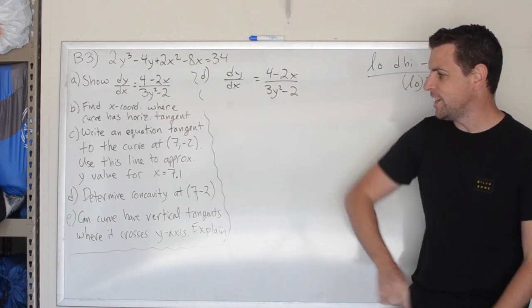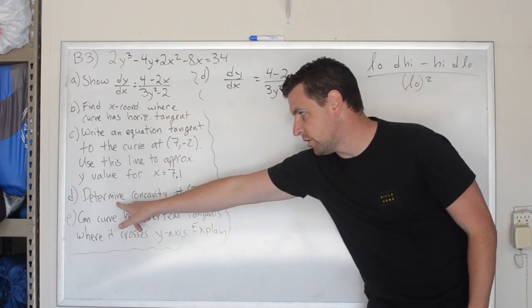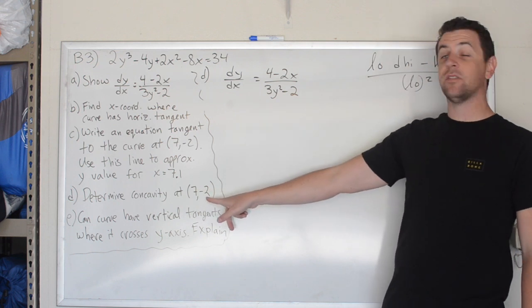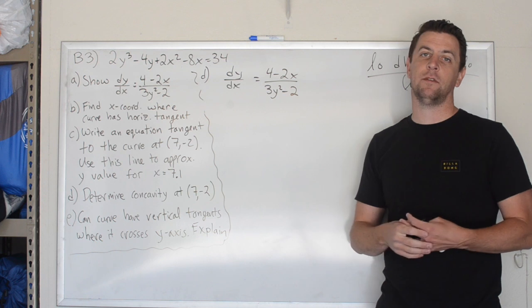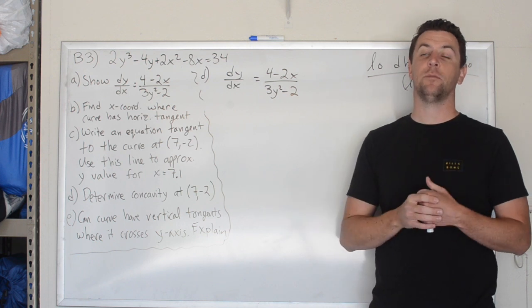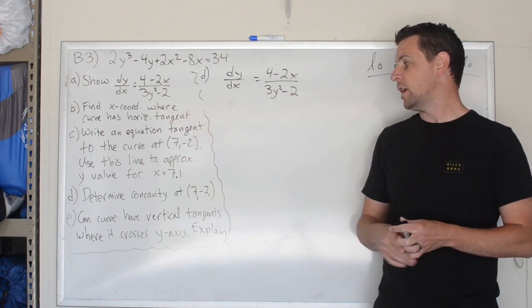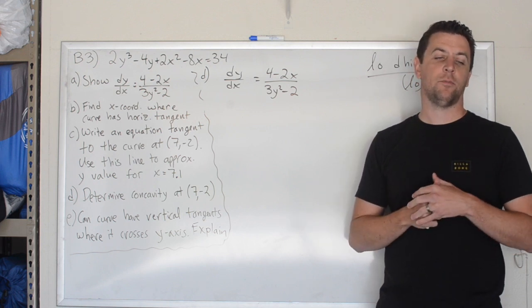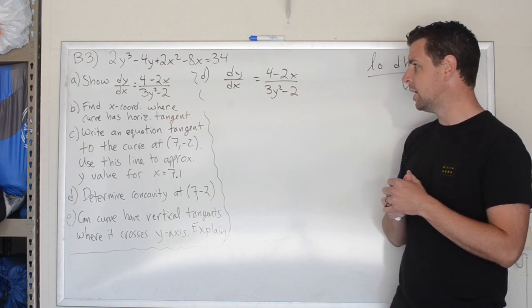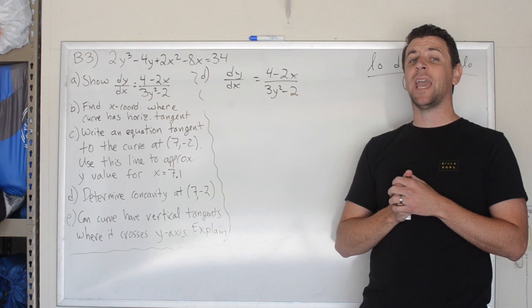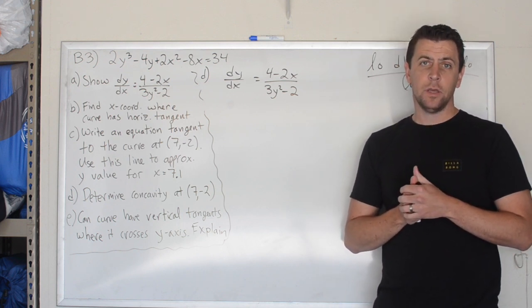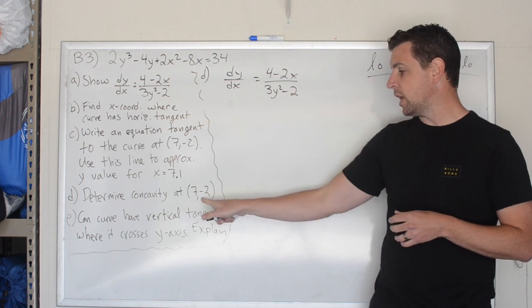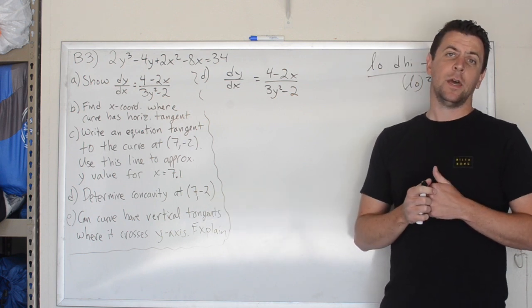As we get into part D, the goal for part D is to determine the concavity at this point, 7, negative 2. As you'll notice, we continue using the point 7, negative 2 because we've already established some information from the previous part as to what's true at the point 7, negative 2. So in order to determine concavity, what we need is the second derivative, and we need to put the point 7, negative 2 into the second derivative.